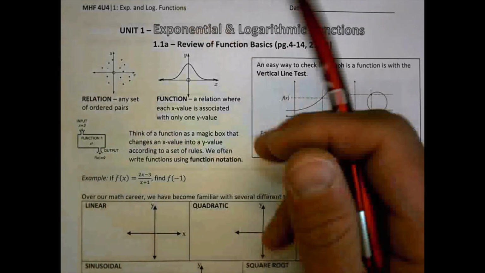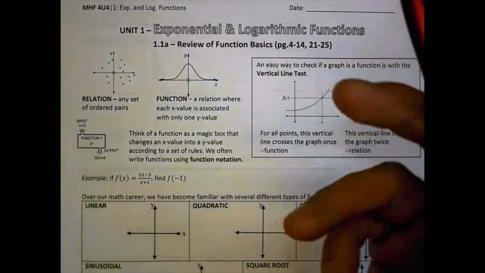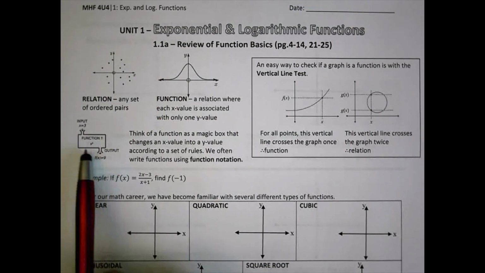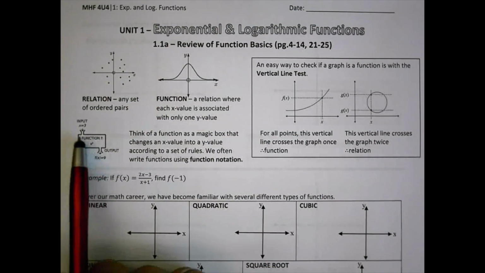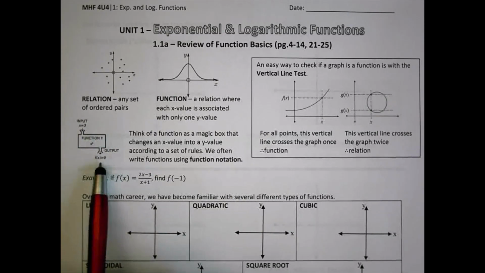A few ways to think about a function. One is it's like a black box. You put something into the box and it changes it. So for example, if my function is x squared, if I put in that x equals 3, the box does something and it spits out a 9.